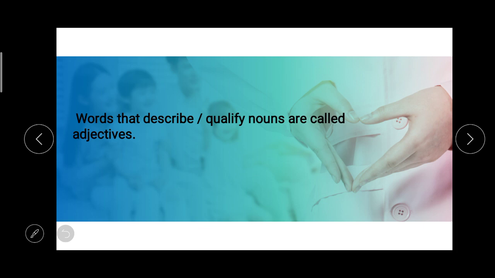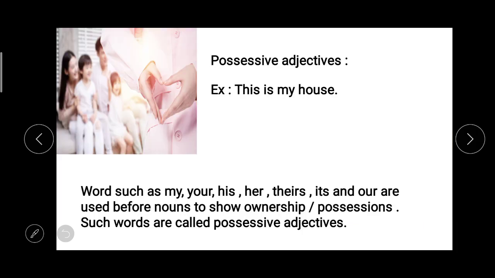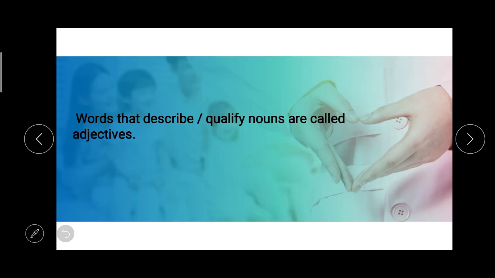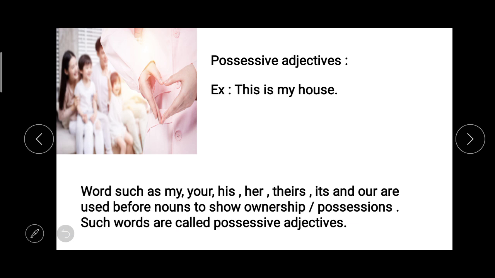Words that describe or qualify a noun are called adjectives. Now let me show you what the possessive adjectives are.